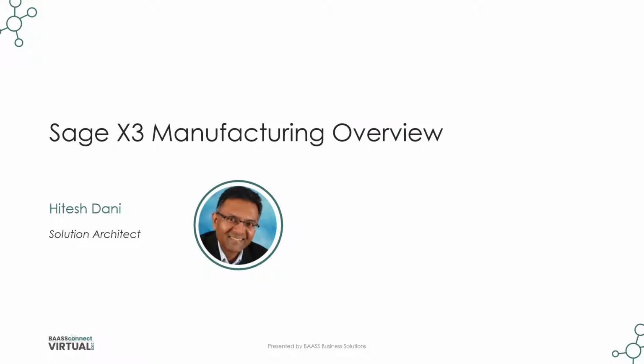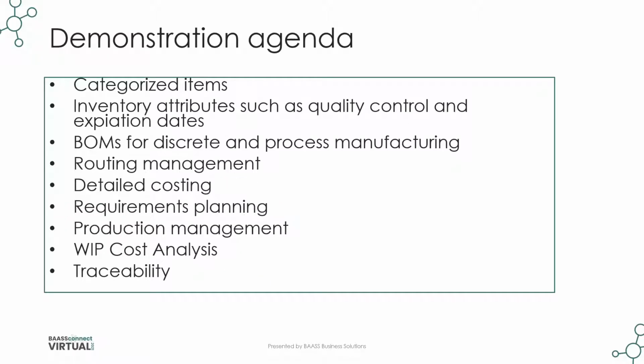I am Hitesh Jani, Solution Architect for Sage X3 at Sage, and in this session, we will go through a high-level overview of the manufacturing functionality in Sage X3. Some of the topics we will cover include categorized items, inventory and product site attributes, BOMs, routings, detailed costing, requirements planning, production management, WIP cost analysis, and traceability.